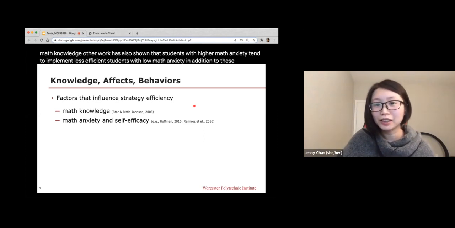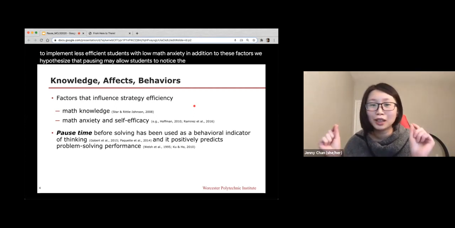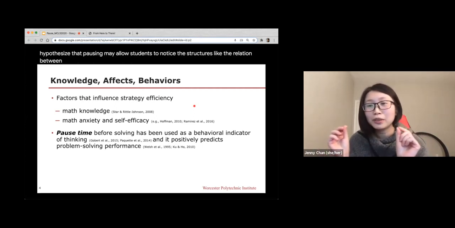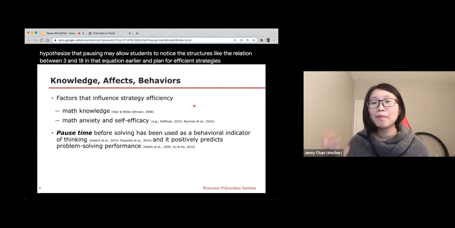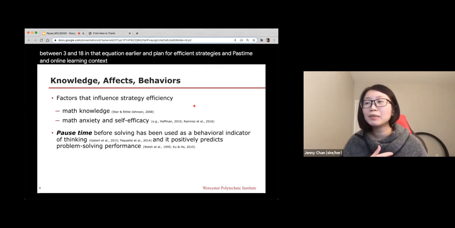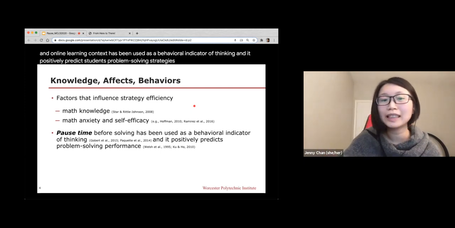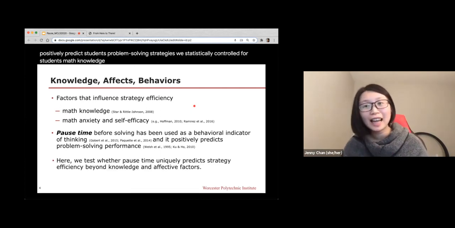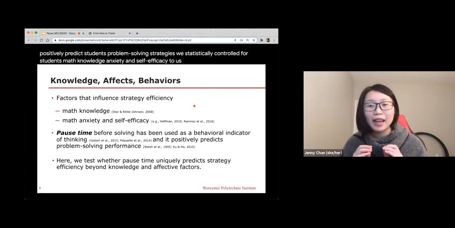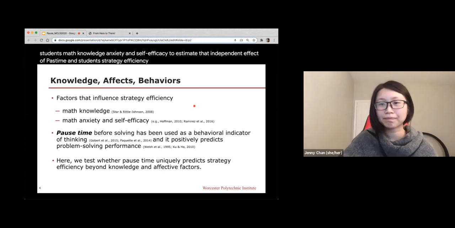In addition to these factors, we hypothesize that pausing may allow students to notice structures like the relation between 3 and 18 in the equation earlier and plan for efficient strategies. Pause time in online learning contexts has been used as a behavioral indicator of thinking, and it positively predicts students' problem-solving strategies. So in this study, we statistically controlled for students' math knowledge, anxiety, and self-efficacy to estimate the independent effect of pause time on students' strategy efficiency.